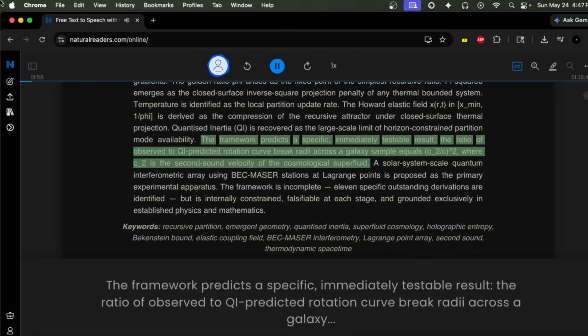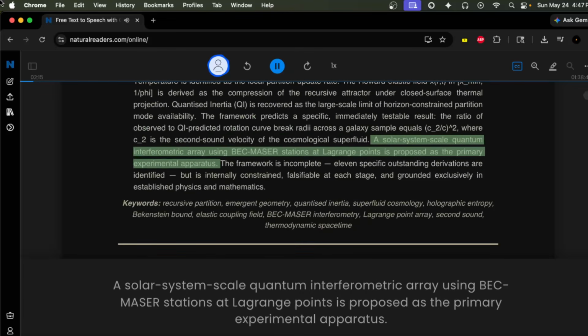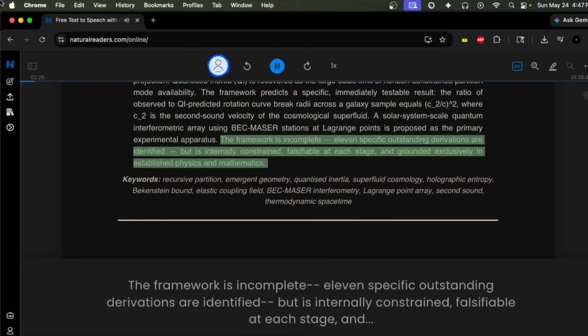The framework predicts a specific, immediately testable result: the ratio of observed to QI predicted rotation curve break radii across a galaxy sample equals squared, where C2 is the second sound velocity of the cosmological superfluid. A solar system scale quantum interferometric array using Beck-Maser stations at Lagrange points is proposed as the primary experimental apparatus. The framework is incomplete, 11 specific outstanding derivations are identified, but it is internally constrained, falsifiable at each stage, and grounded exclusively in established physics and mathematics.